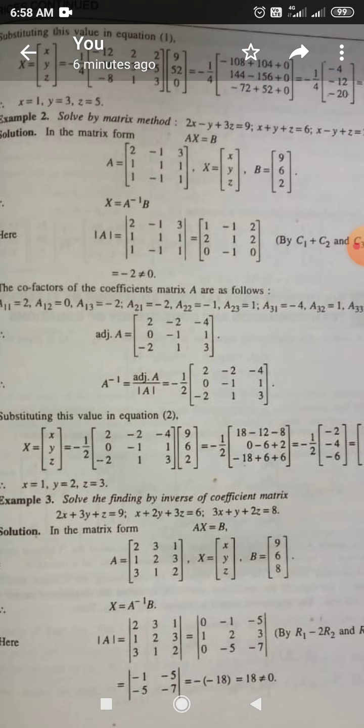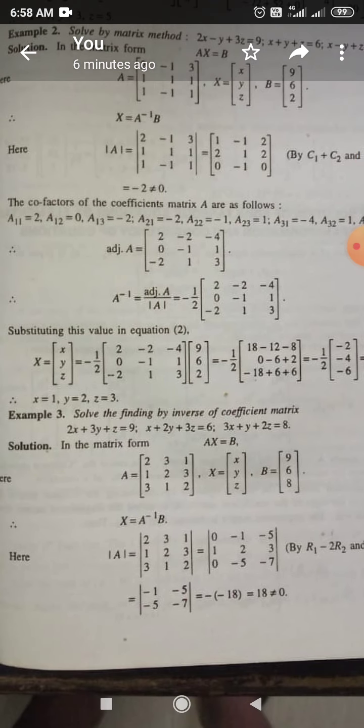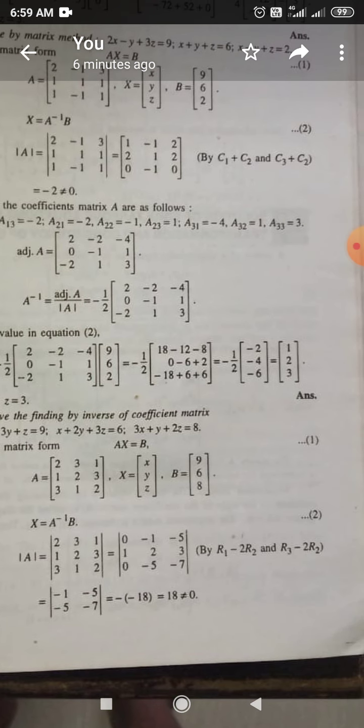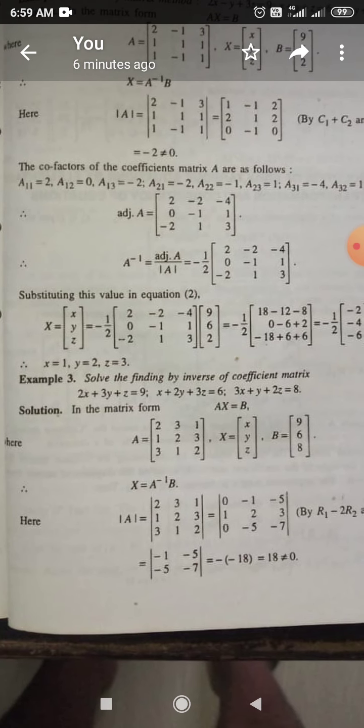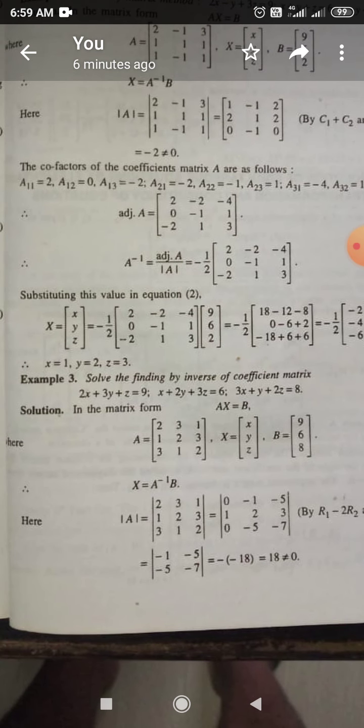Again, the next row is multiplied with the column, so it gives 0 into 9, minus 1 into 6, plus 1 into 2, it becomes minus 4. And similarly the third one is minus 2 into 9, 1 into 6 and 3 into 2, it gives the value minus 6. So dividing all values by minus 2, we get 1 2 3. So x is equal to 1, y is equal to 2 and z is equal to 3.